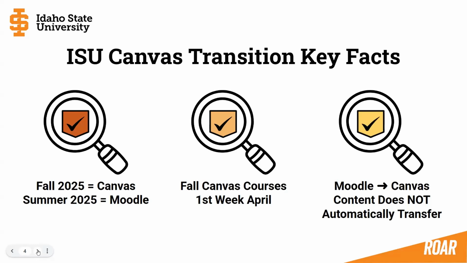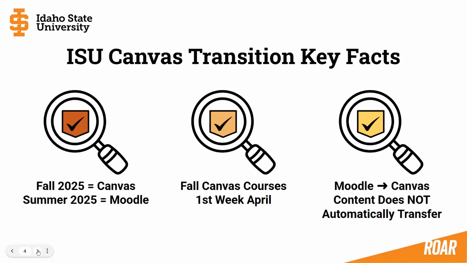So that means that your course shells that you would normally get for your courses that come from the register with your registered students, those will be in Canvas because it'll be the fall. And then you're going to receive those the first week of April. So that'll give you some time to work on your courses in that time period.